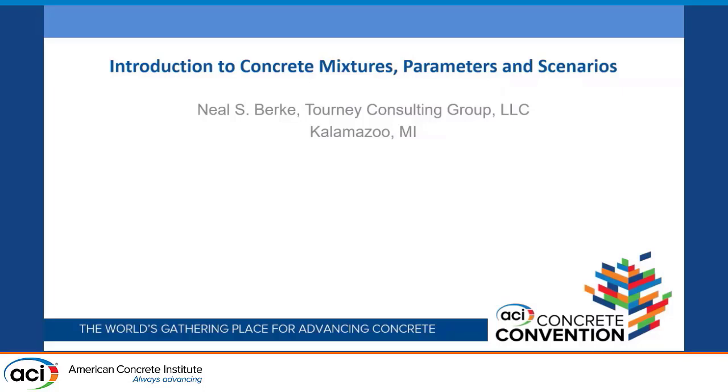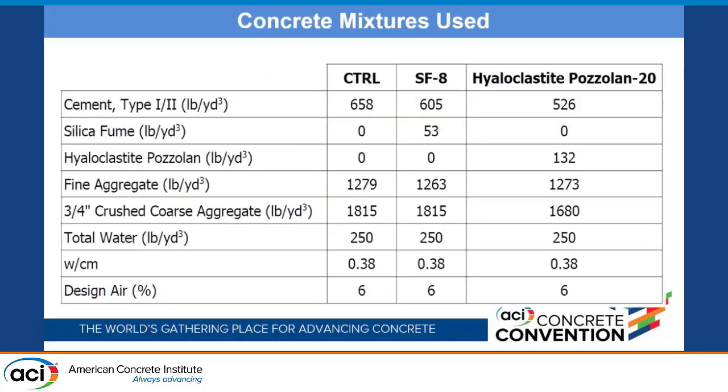So I'll give you a little introduction to concrete mixtures, parameters, and scenarios that we came up with for this. We had three mixes we're talking about that I had information on all three tests. One was a control mix, and an 8% silica fume mix, and we had another one with a hyoclastic clastite pozzolan, which is a naturally occurring pozzolan. It's found in places like Utah and Iceland, and it's fairly reactive.